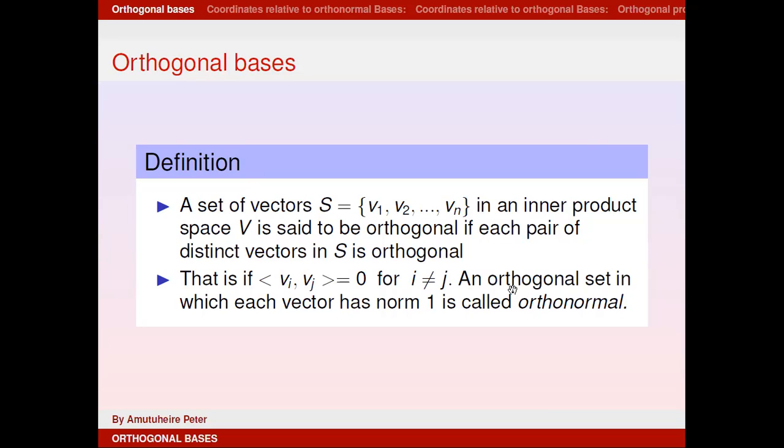Then lastly, we want to define what it means by an orthonormal set. Again, we defined what it means for a vector to be orthonormal. A vector is said to be orthonormal if it has. Who can tell us what it means for a vector to be orthonormal? Who can remind us what we talked about a vector being orthonormal?